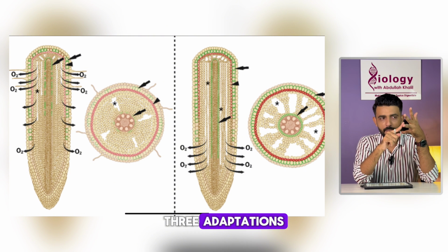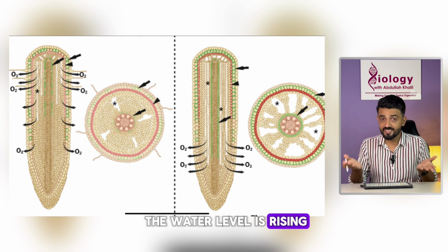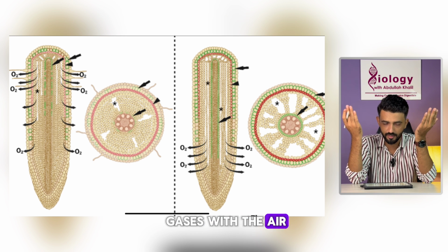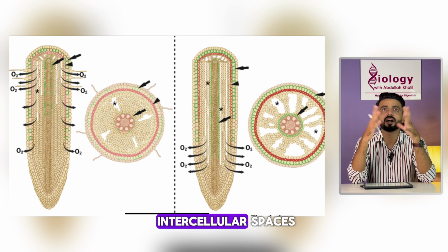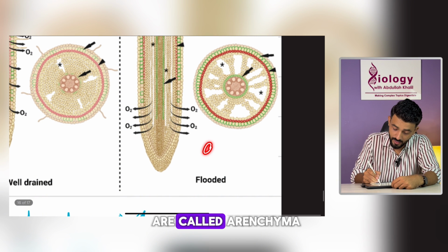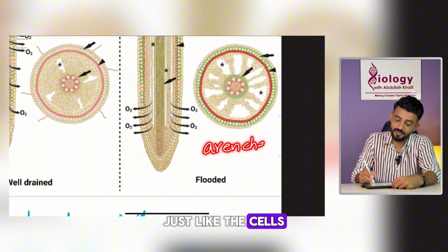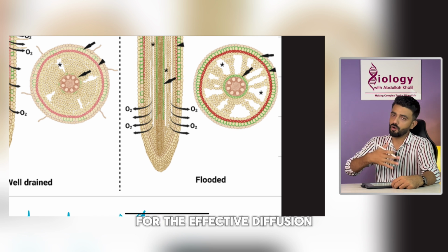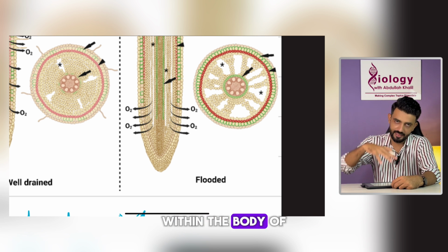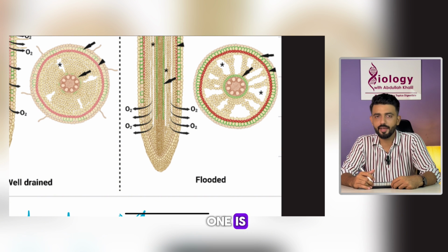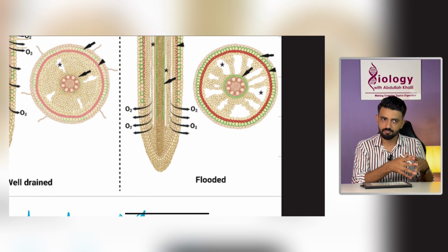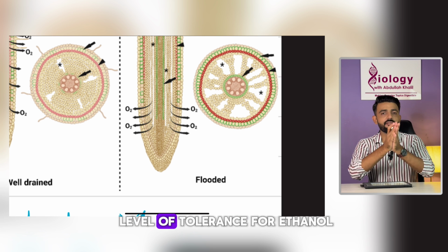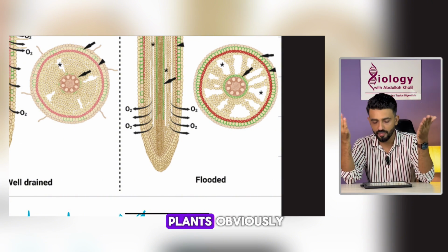Okay, so 3 adaptations. They grow fast when the water level is rising, so at least the tips of the leaves are outside for the exchange of gases with the air. Secondly, they have large intercellular spaces, and these intercellular spaces are called parenchyma, just like the cells parenchyma in the plants, for the effective diffusion of gases within the body of the plant. And the third one is they have ethanol dehydrogenase to break down the ethanol that is produced during alcoholic fermentation, and they have a higher level of tolerance for ethanol as compared to other plants, obviously.